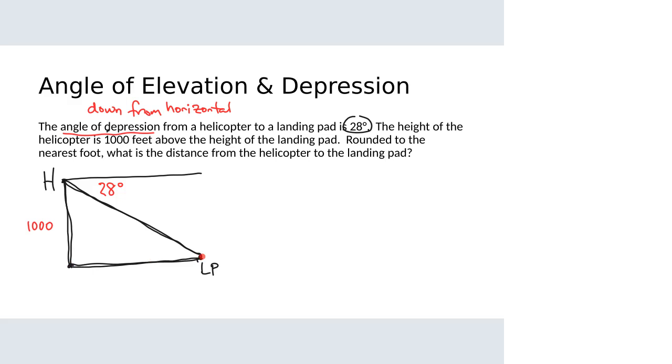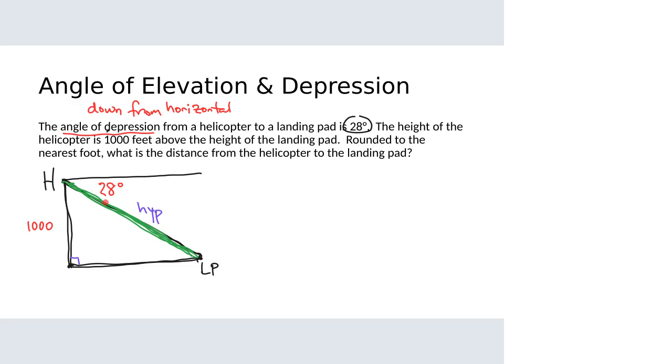Okay, and then it says, rounded to the nearest foot, what is the distance from the helicopter to the landing pad? So I'm trying to find this right here. All right, I made a right triangle, and so I'm going to go ahead and label that thing. When I label it, here's my right triangle. So across from the right angle, that's my hypotenuse. The angle, well, this is weird. I haven't seen this before. It's a very unusual situation. It won't happen to you very often, but it might come up with an angle of depression question.